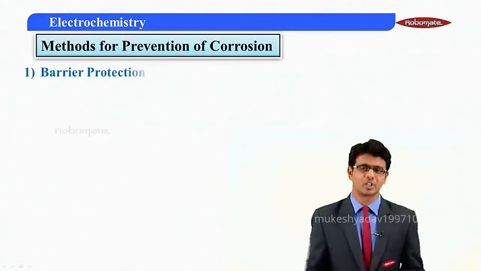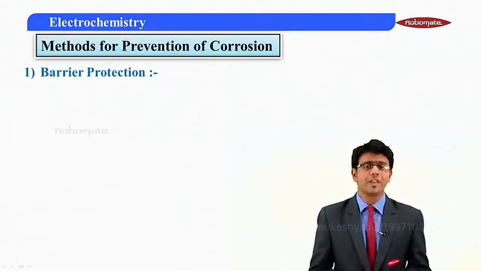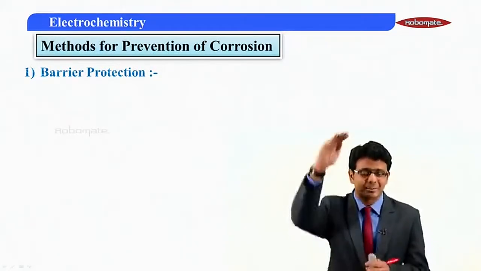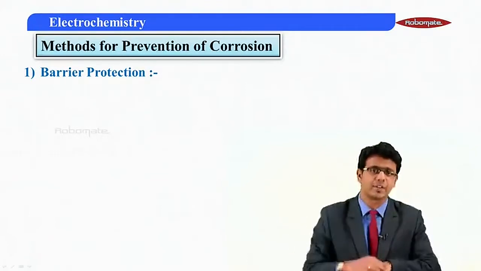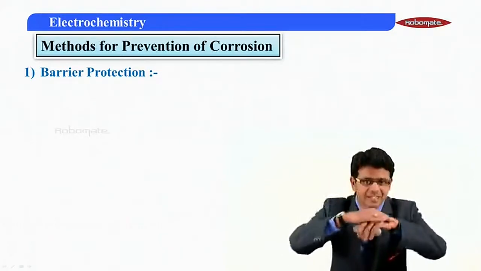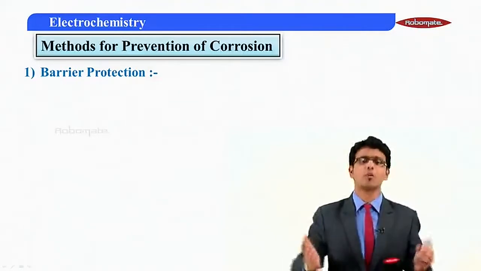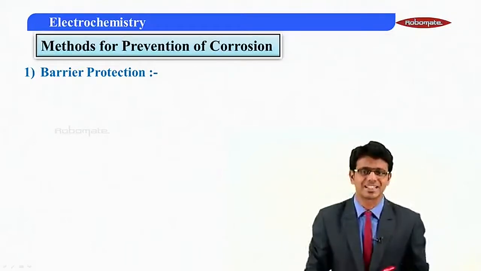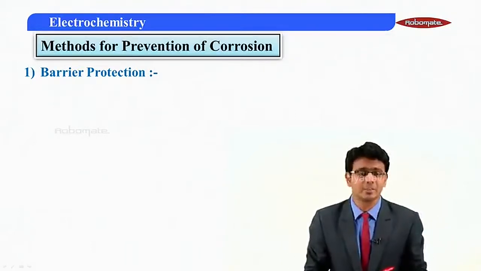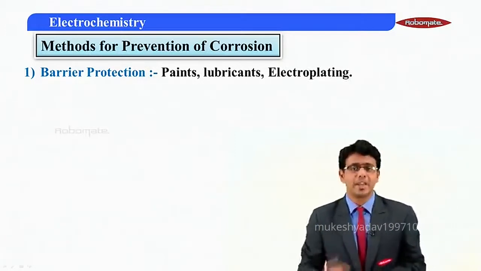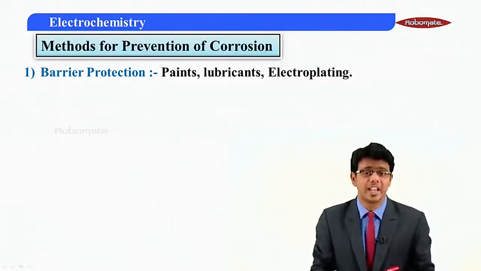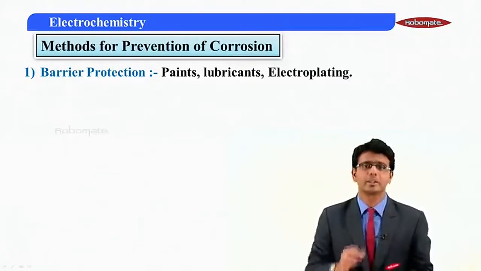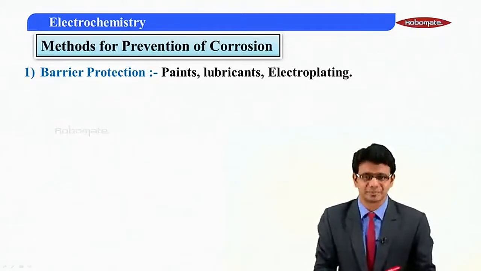the barrier protection. Now students, what do we actually do in barrier protection? The corrosion takes place when the atmospheric gas is attacking the metal surface. That means when it comes in direct contact with the metal surface, right? So what do we do? We create a barrier between the metal surface and the atmospheric gases. And how do we create this barrier? It is through applying paints or lubricants or by using electroplating over the metal surface. Okay, so that was one of the methods of prevention, that is barrier protection.